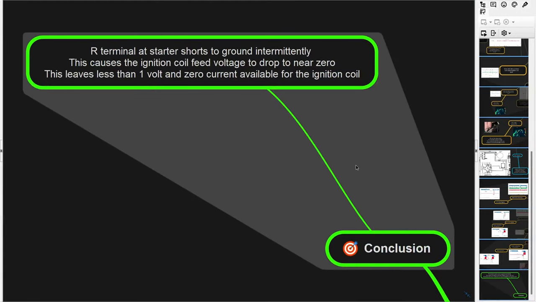And then the final conclusion is the R terminal at the starter shorts to ground intermittently. This causes the ignition coil feed voltage to drop to near zero, and leaves less than 1 volt and 0 available current to operate the ignition coil. And the reason we're not blowing fuses in this short-to-ground event is because the feed for the coil is actually routed through a resistor, and that resistor can handle a direct short-to-ground through it. So that resistor had a little over 8 amps of current flowing through it during the short-to-ground event, and that's not enough to burn the ignition coil feed fuse.